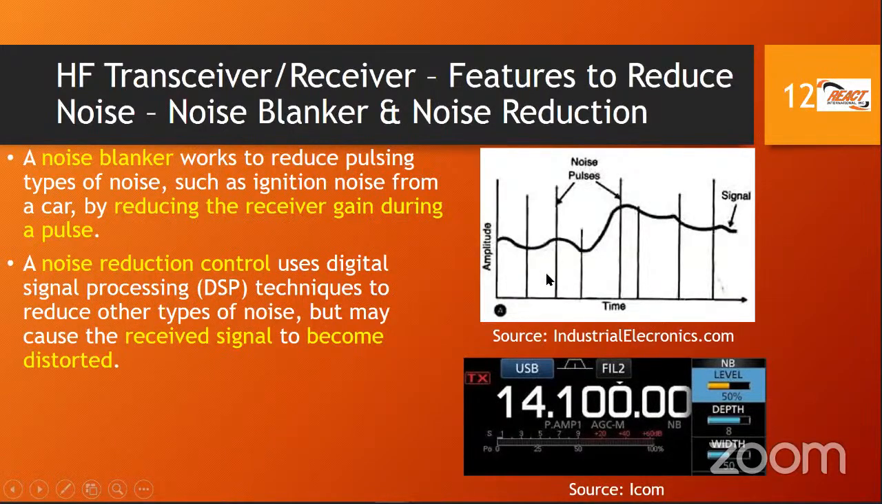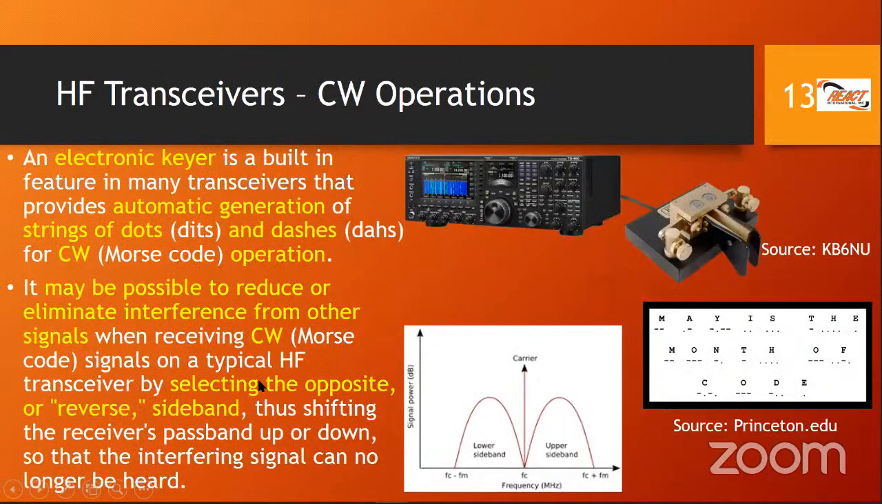Noise reduction is another one. It uses DSP, or digital signal processing techniques, to reduce other types of noise. But the problem with DSPs, and you can have a button or switch to turn on the DSP or the noise reduction, is that it can cause the received signal to become very distorted. So there's that bit of disadvantage. But guess what? You may at least be removing that set of noise in your head, and you will be hearing the person. It's just that the signal might sound a little bit distorted, but you should be able to hear them. So these are two other features in your radio.